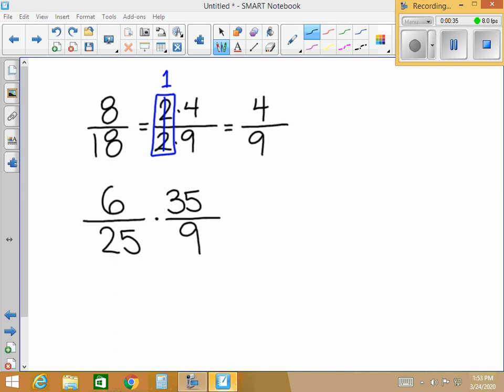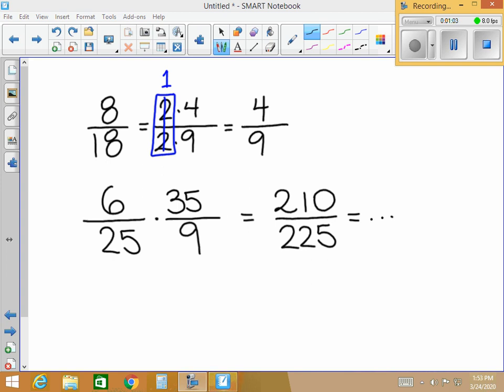When we're multiplying fractions together, remember that all we have to do is multiply the top times the top and the bottom times the bottom. So I'm just making things up, which means big numbers that I wasn't planning. I believe that's 210 over 25 times 9, 225. And then what would I have to do with that fraction? I have to reduce it to lowest terms.